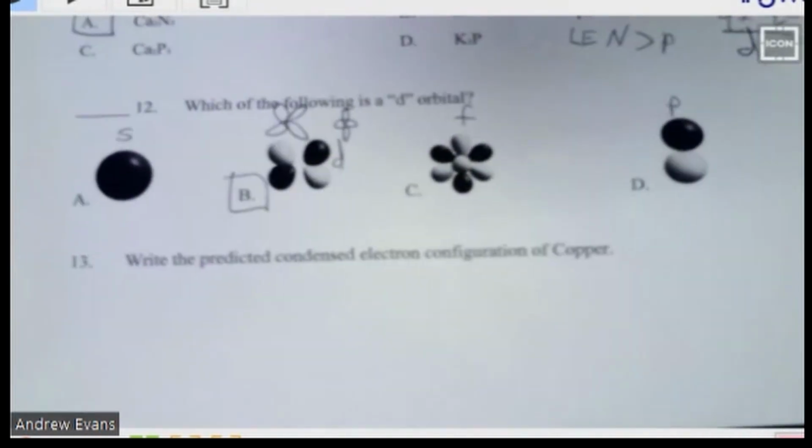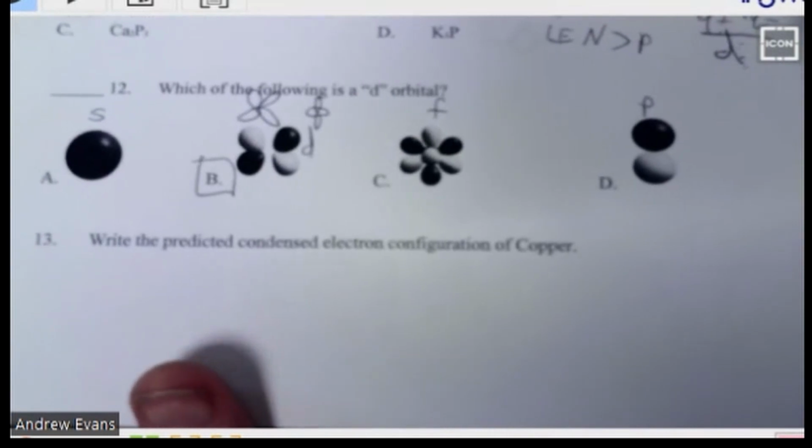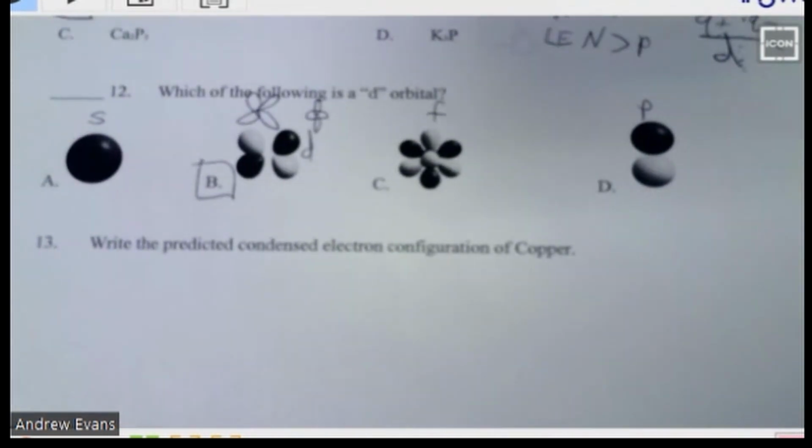Predict the condensed electron configuration of copper. This one was a trick question meant to see who tried to look it up. I can't prove you cheated if you got this one wrong, but it makes me kind of rethink you a bit. So copper is one of the exceptions. I've told you, everyone, I won't test you on the exceptions. So what is the predicted electron configuration of copper?